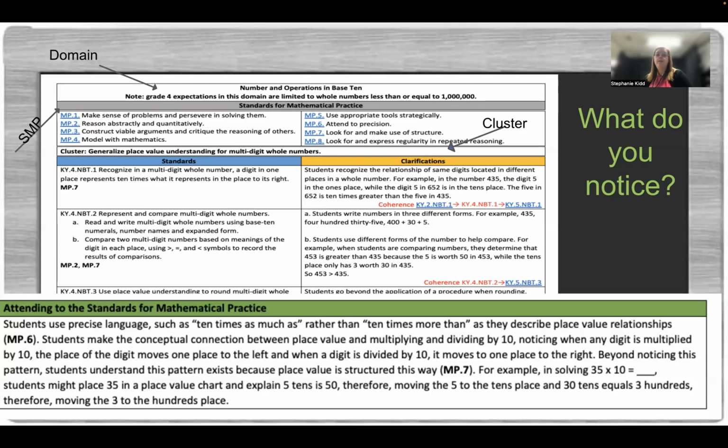The other thing that I love about this is it has clarifications. And in the clarification, it gives you an example of what we're looking for from our students. This provides you many times with an example of the types of problems that we're going to be using, the different types of problems they may need at the time for that standard. So I love the clarification. That's new in our standards, and it's great.